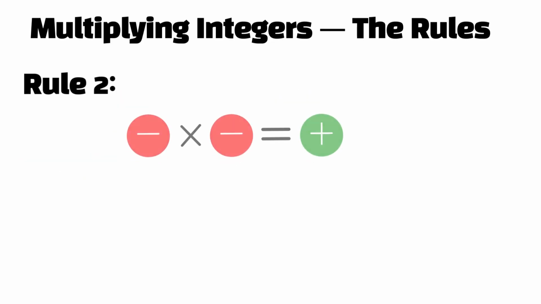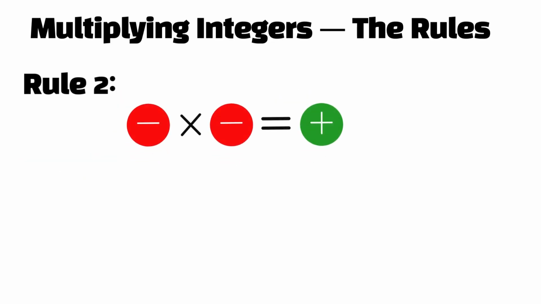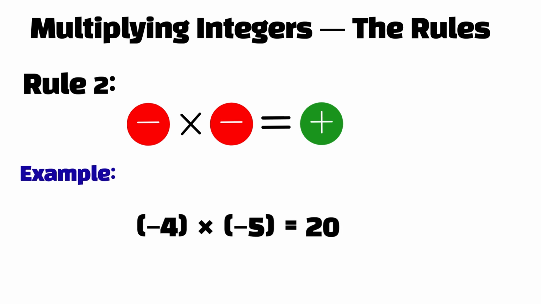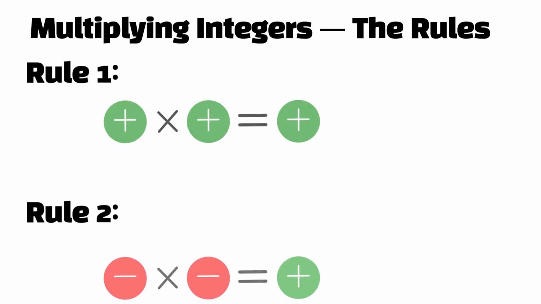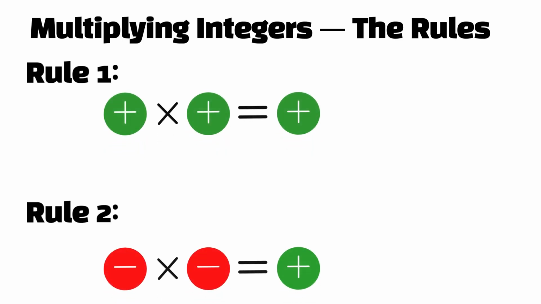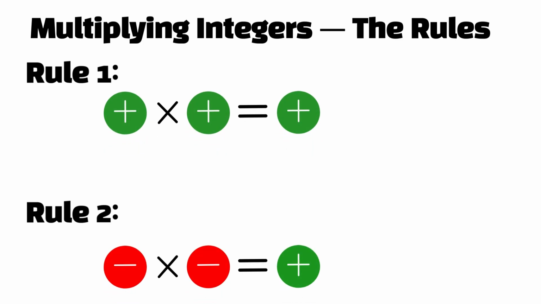Rule 2. Negative times negative equals positive. Example, negative 4 times negative 5 equals 20. 2 negatives make a positive, they cancel out. So, if the signs are the same, the answer is positive. That is, for same signs, the answer is positive.